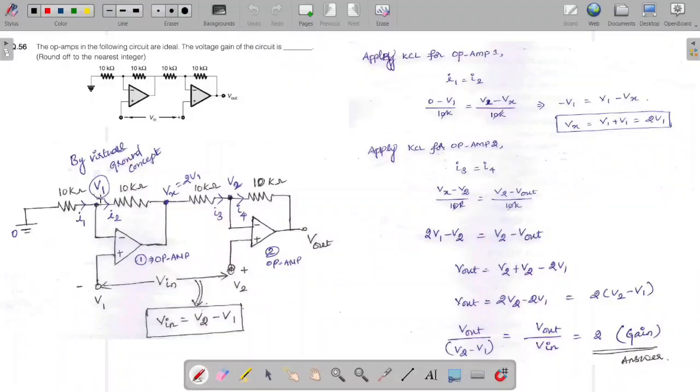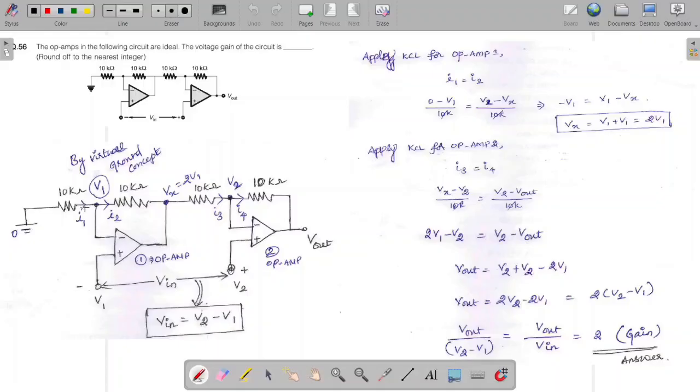By the virtual ground concept, we can write this potential as V1. Similarly, here also we can write V2 by the virtual ground concept. Whatever input is given to the non-inverting terminal is equivalent to the inverting terminal input. That's why we have taken V1 here and V2 there.